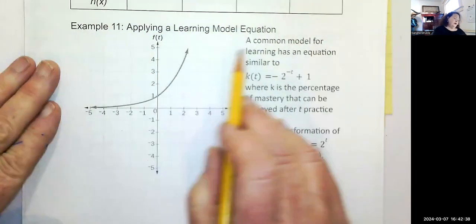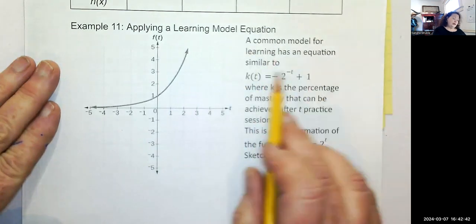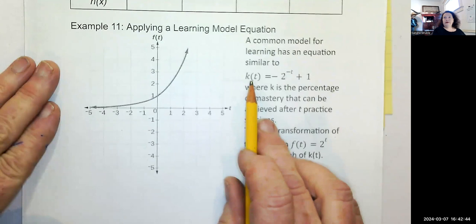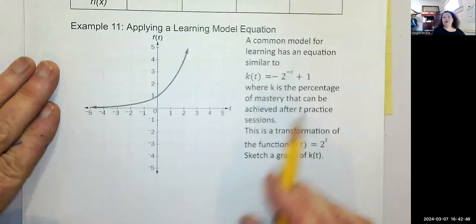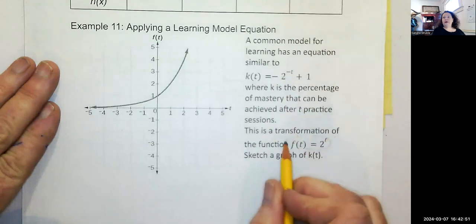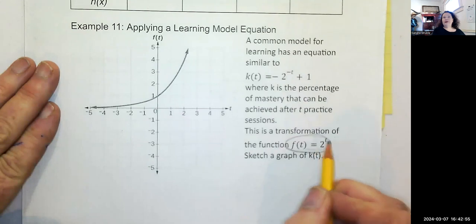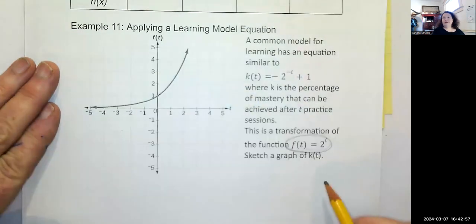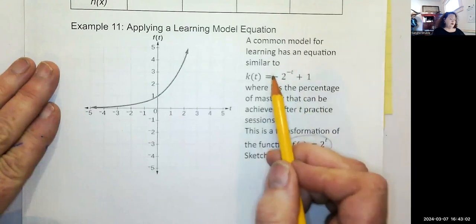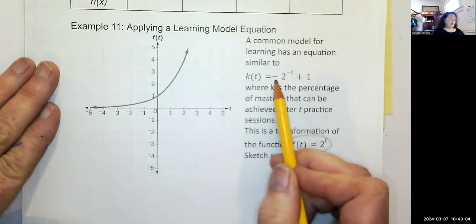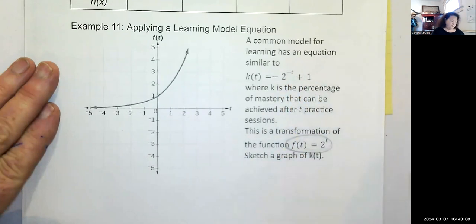All right. Applying a learning model equation. A common model for learning has an equation similar to K of t. Now, this is the new function. This is the transformation function. The original function is down here. So what they did is they took this function, f of t is equal to 2 to the t, which is what is represented currently. And they're wanting us to change it to have our transformations done where we have a -2 to the negative t plus 1.